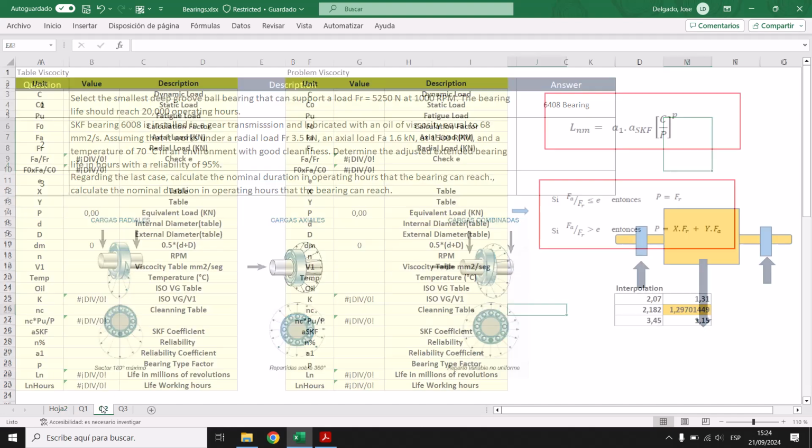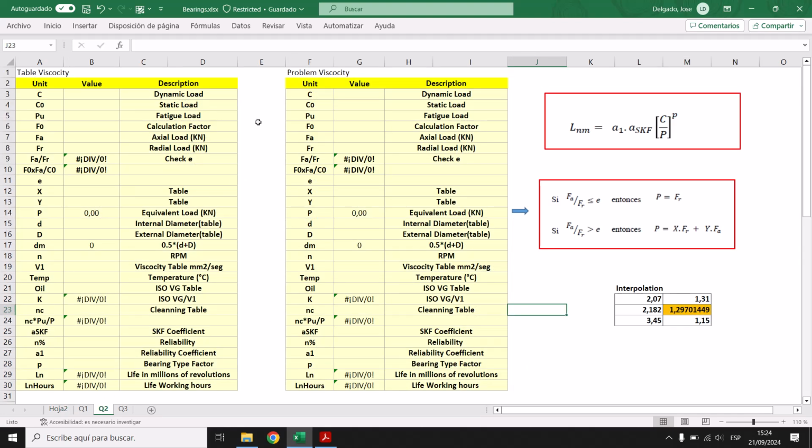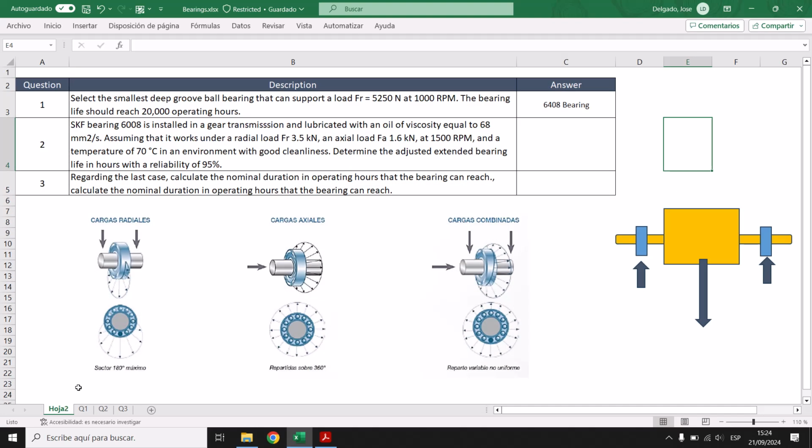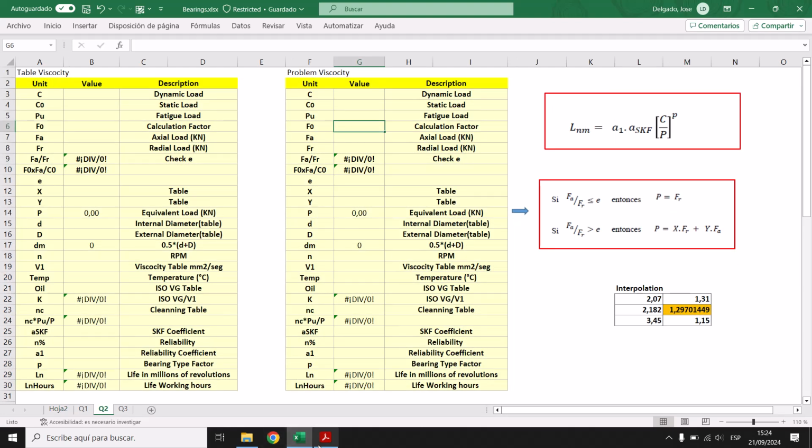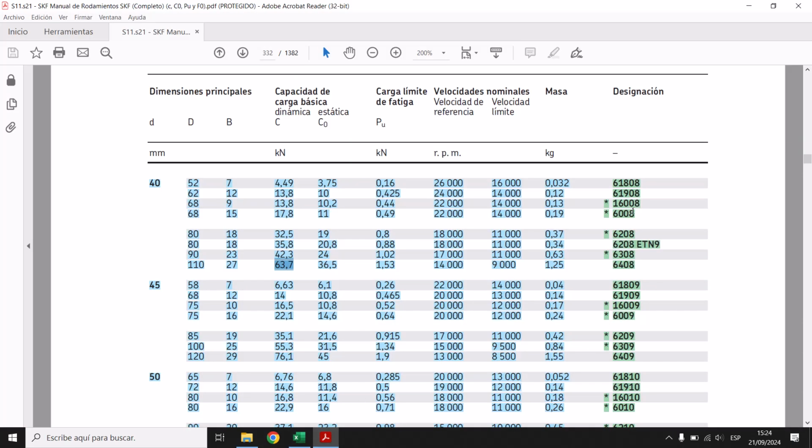So for this, we have these different Excel sheets, and we are going to compare some values. The first thing we should know is the bearing. You can see it's 6008. So let's start step by step. This is the information that we have.